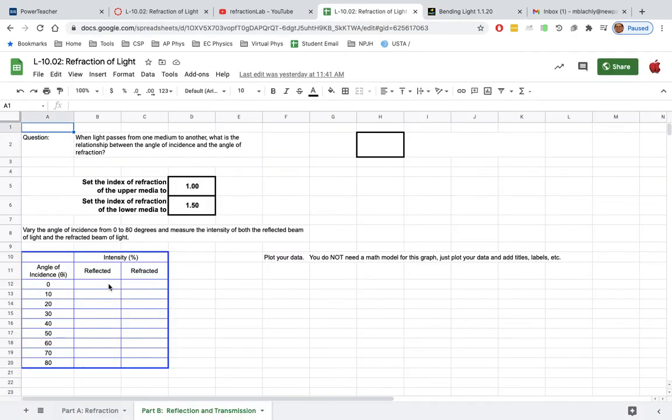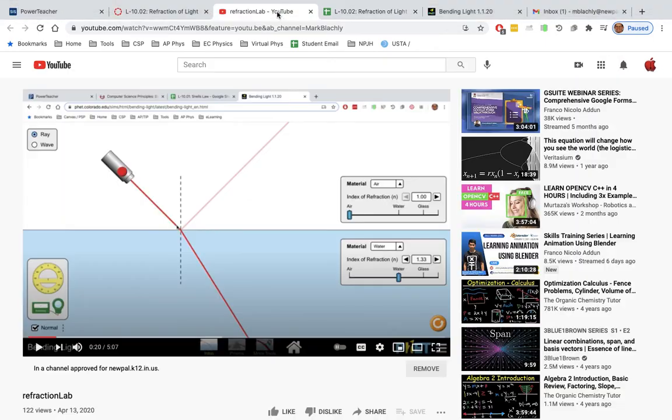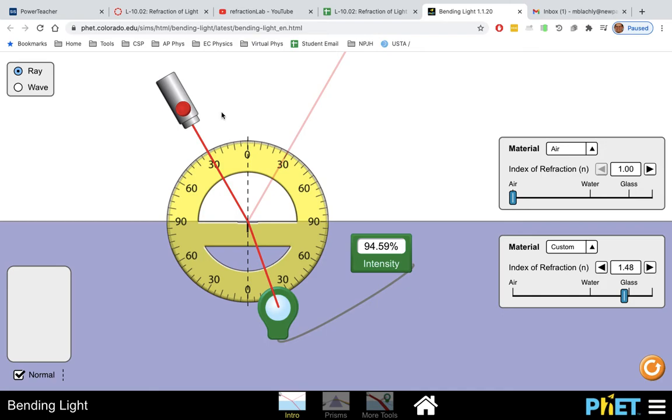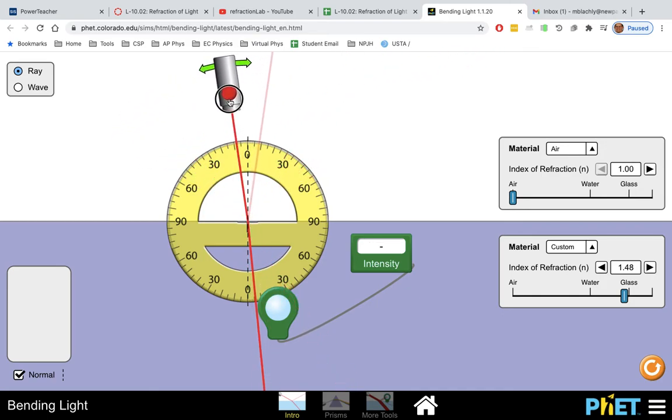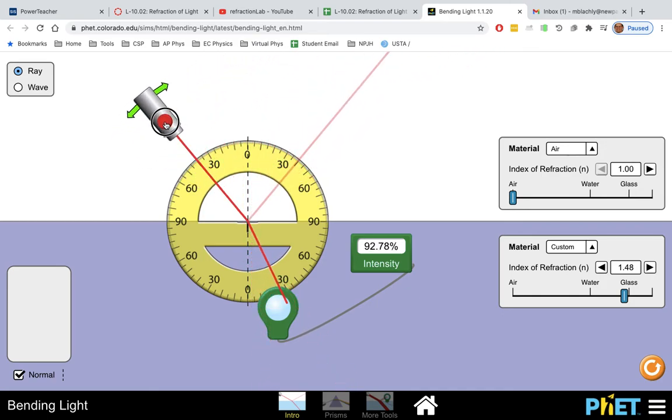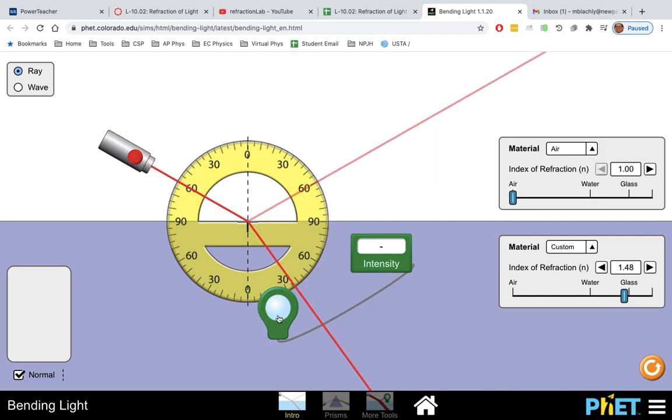All right, so in your data table, the amount that's reflected goes here, the amount that's refracted goes there. Those are both percentages. And you'll do that for each angle up to 80 degrees. So again, you will change the angle, set it from 10 to 20 to 30 to 40 to 50, and each time use the inspector to measure the reflected intensity. So now you can see there's 17% reflected, and measure the refracted intensity, the intensity of the light that goes into the material down here.